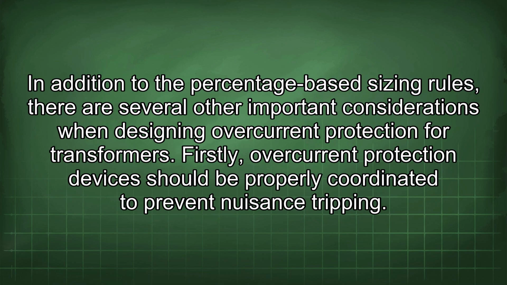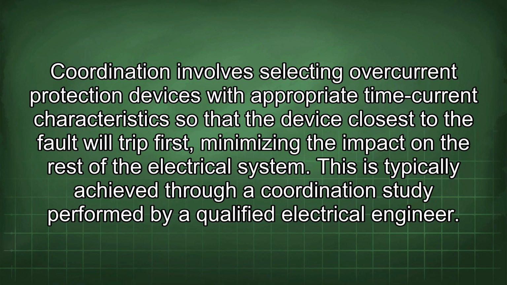In addition to the percentage-based sizing rules, there are several other important considerations when designing overcurrent protection for transformers. Firstly, overcurrent protection devices should be properly coordinated to prevent nuisance tripping. Coordination involves selecting overcurrent protection devices with appropriate time current characteristics so that the device closest to the fault will trip first, minimizing the impact on the rest of the electrical system. This is typically achieved through a coordination study performed by a qualified electrical engineer.